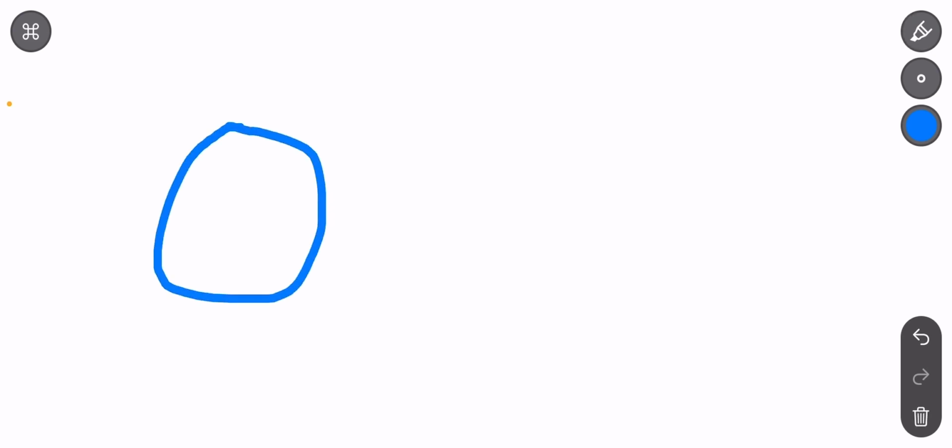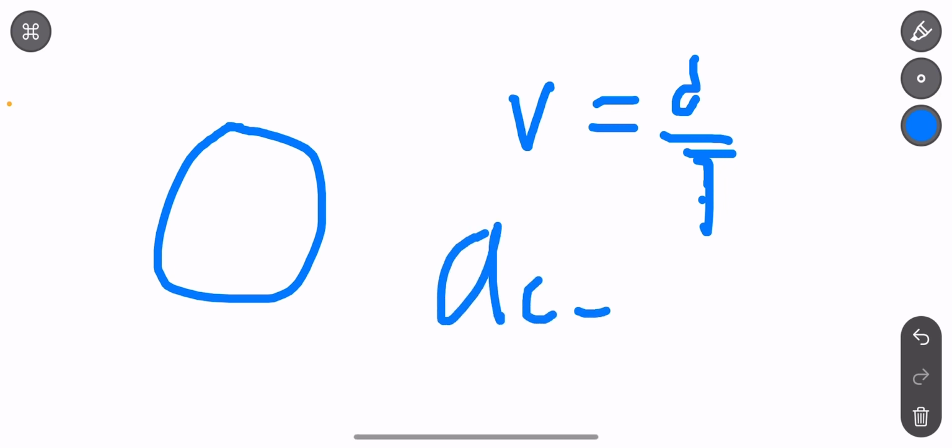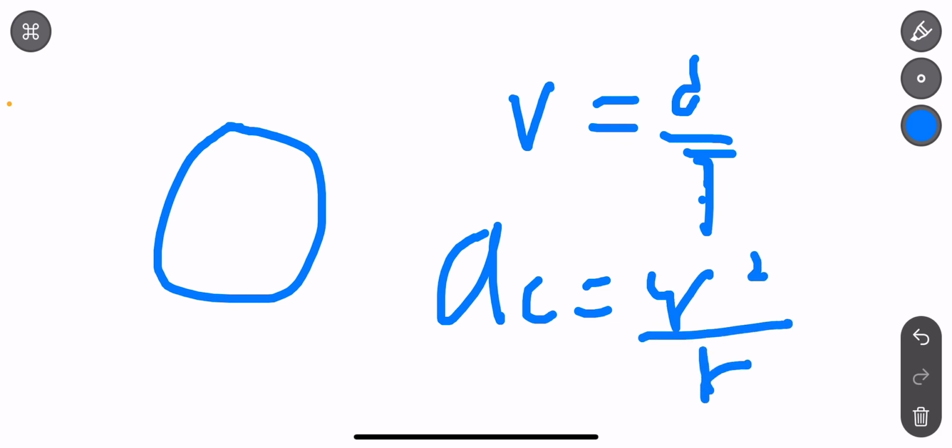So today we're going to be talking about circular motion. Two things we need to remember when it comes to circular motion: in today's problem, we're going to be looking at velocity, which is just distance over time, and circular acceleration, which is AC equals velocity squared over R, R being radius.